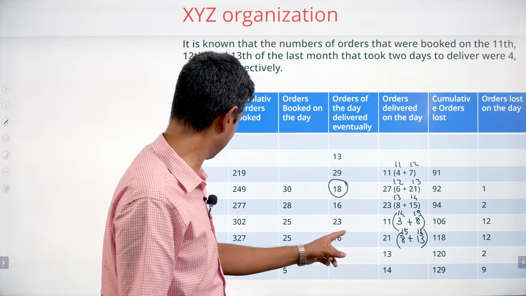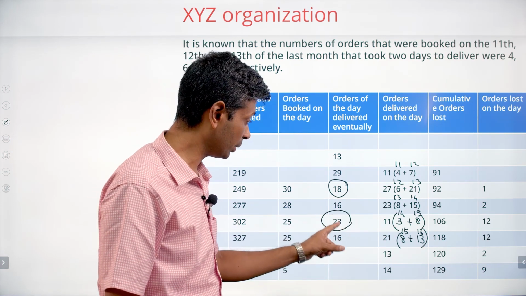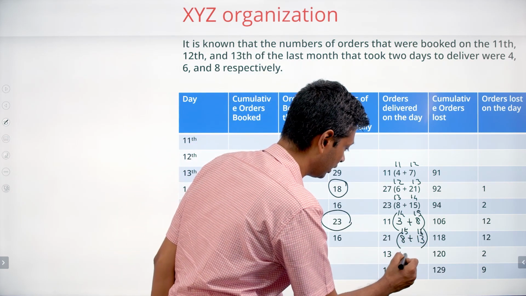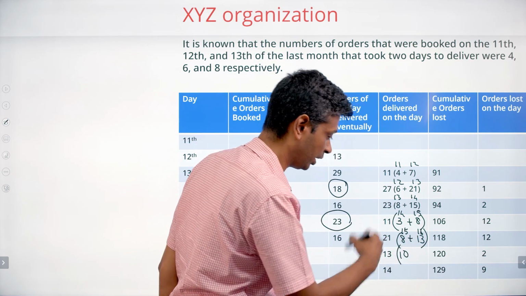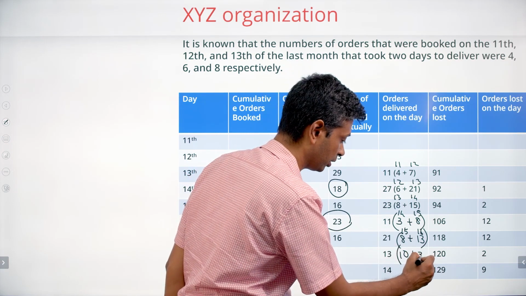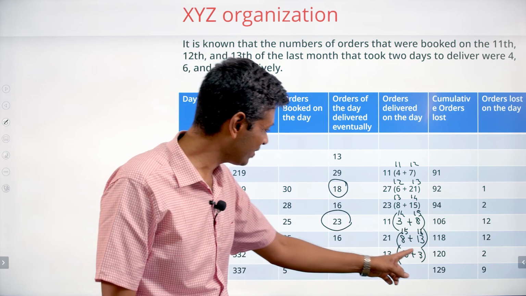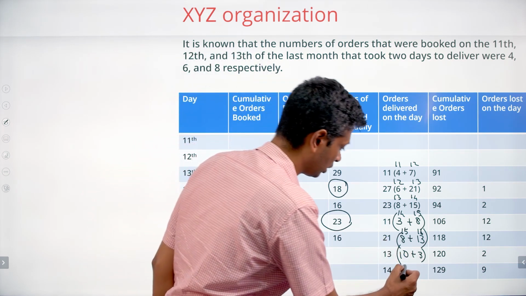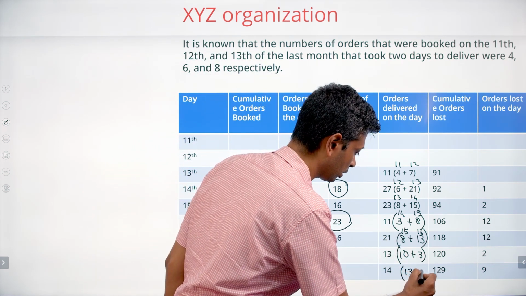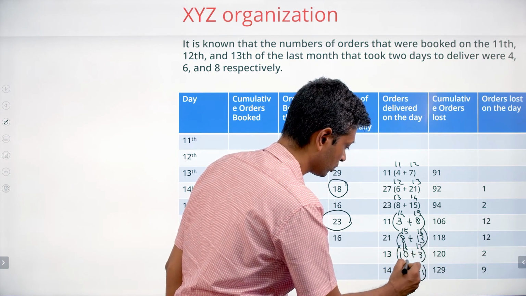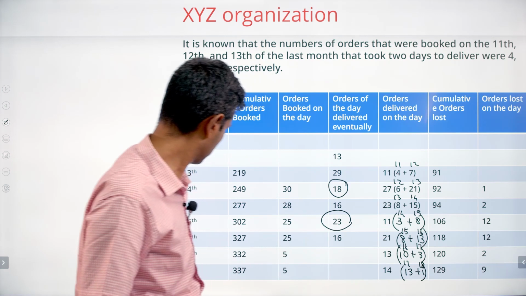Now we can go and take this 23. Of this 23, 13 were delivered the first day. That means 10 would have been delivered subsequent day. This is 10, should be plus 3. Lovely. So of this 16, 3 were delivered on this day. Remaining 13 should come here, plus 1. So 15th and 16th orders, 16th and 17th orders, 17th and 18th orders.